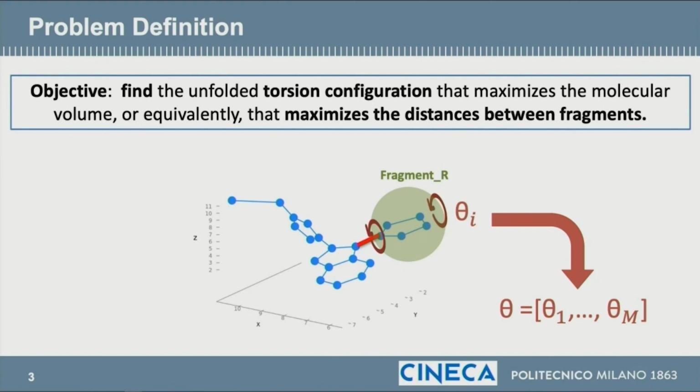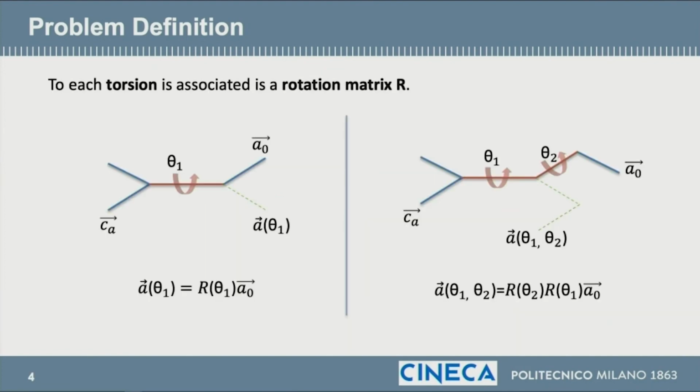So our objective, in order to remove the shape bias, is to find the unfolded torsion configuration that maximizes the molecular volume, or equivalently, that maximizes the distances between fragments. Okay, mathematically, how do we define a rotation? We use rotation matrices that are a function of the theta angle of each rotatable bond. And in case we have multiple rotatable bonds in the path from an atom A_k to an atom A_0, the operation of rotation will be the application in sequence of the single rotation matrices.